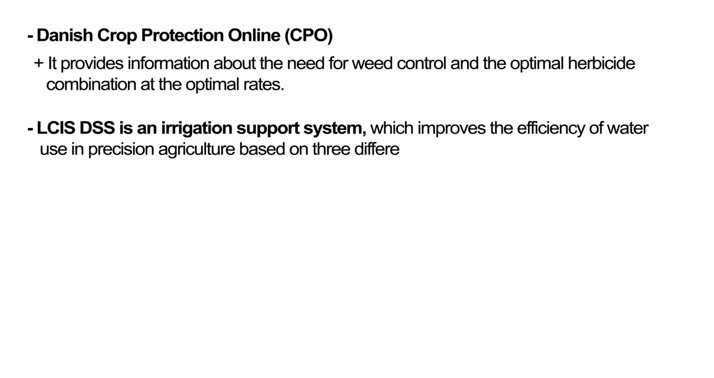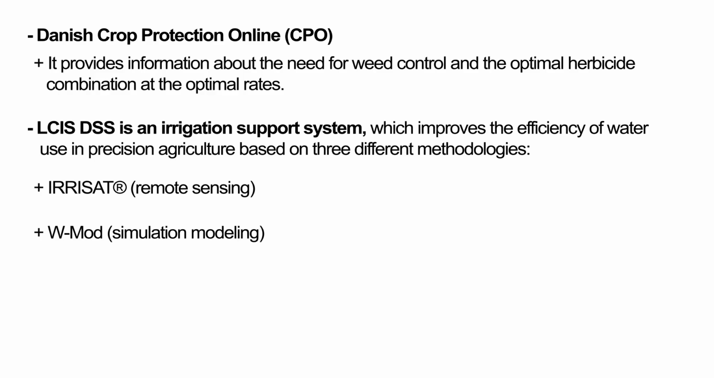LCIS DSS is an irrigation support system which improves the efficiency of water use in precision agriculture based on three different methodologies: IRISAT, remote sensing, WMOD, simulation modeling, and WiOS, in situ soil sensor.